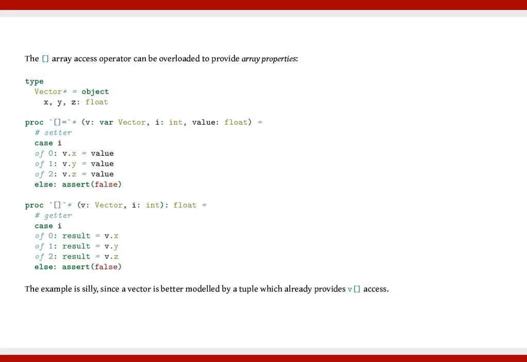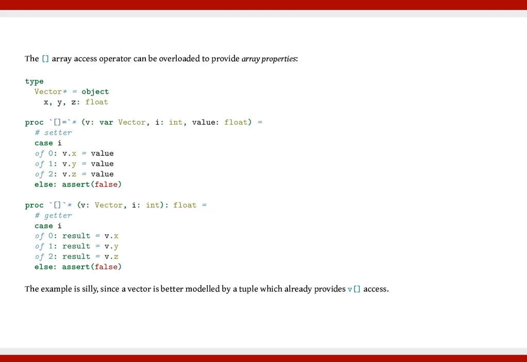The array access operator can be overloaded to provide array properties. type Vector* = object x, y, z: float. proc `[]=`*(v: var Vector, i: int, value: float) = # setter. case i of 0: v.x = value. of 1: v.y = value. of 2: v.z = value. else: assert false.